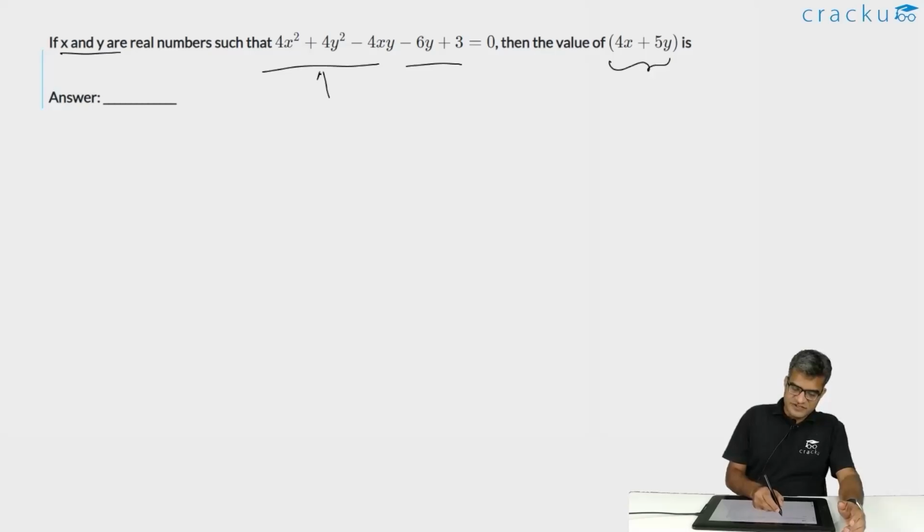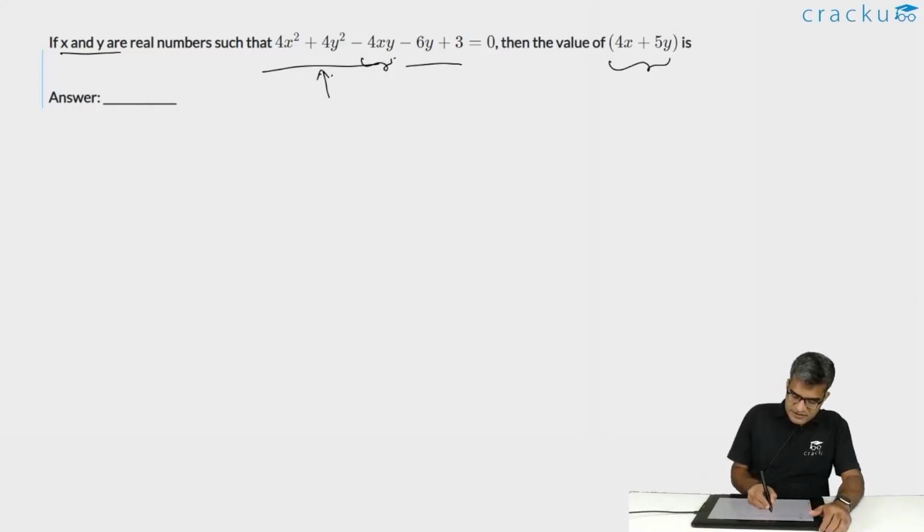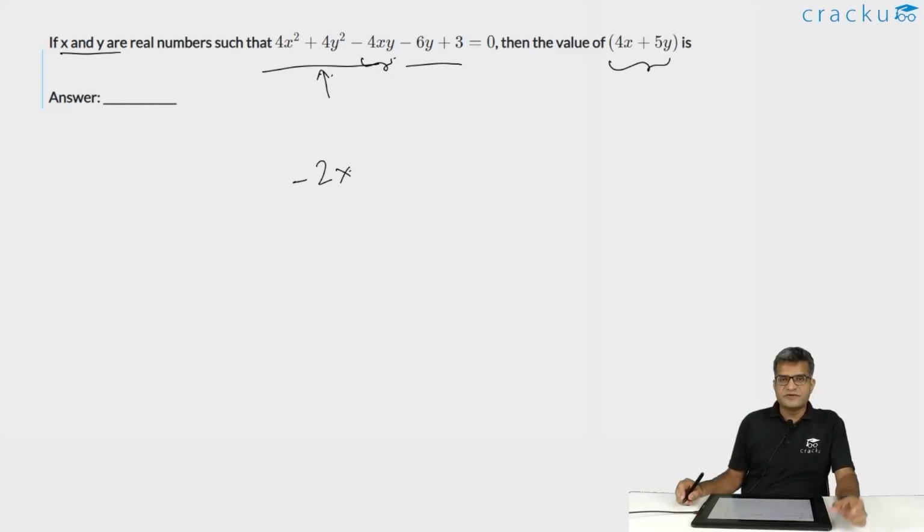Especially when there are squares involved, this would essentially be the sum of two squares equaling 0. We have to just identify what the two squares are. The key to identifying the two squares is the term 4xy. So this would imply that this is of the form minus 2 into 2xy. So one of them has to be 2x and the other one has to be y, or one of them has to be 2y and the other one has to be x.